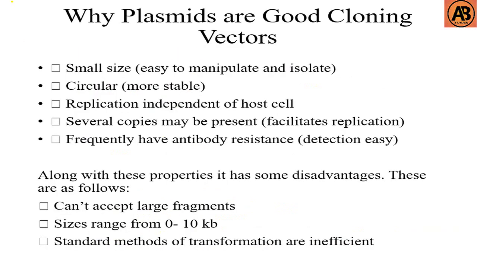Then why are plasmids good cloning vectors? We know that plasmids are good cloning vectors. Why? Because they are small in size, easy to manipulate and isolate, circular, more stable, replication independent of the host cell, several copies may be present, and they frequently have antibiotic resistance. Along with these properties they have some disadvantages. They can't accept large fragments, sizes range from 0 to 10 kb, and standard methods of transformation are inefficient.